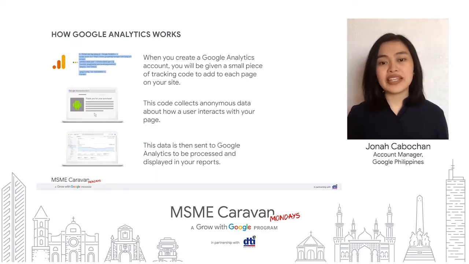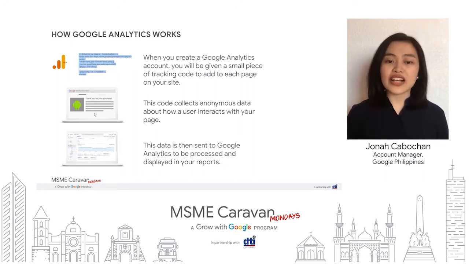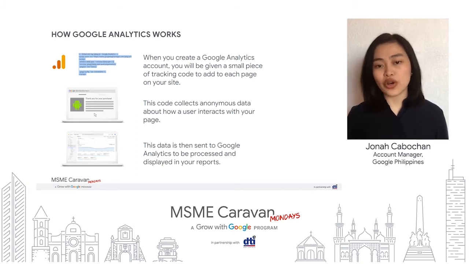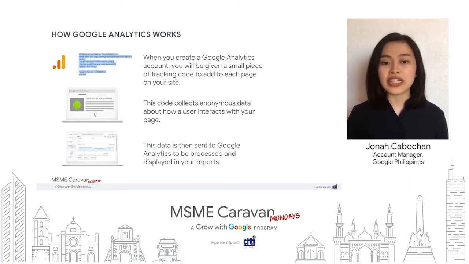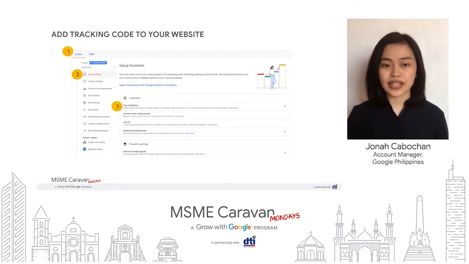After that, you'll actually be given a tracking code that you will need to input into your website. And this actually allows us to collect anonymous data about your different website visitors, which really feeds into the charts and the reports that are accessible from your Google Analytics dashboard. So how do we find that tracking code? All you have to do is head to the lower left corner of your screen, go to the gear icon and click on that admin setting.